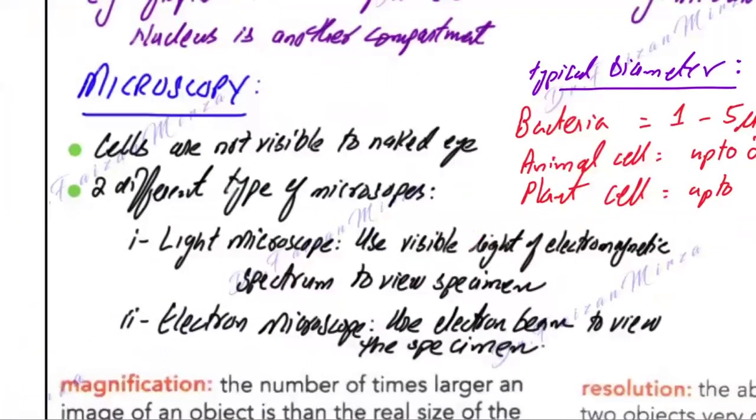When we are discussing cells, we know that cells are not visible to the naked eye because they are very small structures. So microscopes are required to study cells. There are two types of microscopes that we study at A level: light microscope and electron microscope, and the techniques are light microscopy and electron microscopy. The light microscope uses the visible light of the electromagnetic spectrum to view the specimen, whereas the electron microscope uses an electron beam to view the specimen. We'll discuss this in detail.